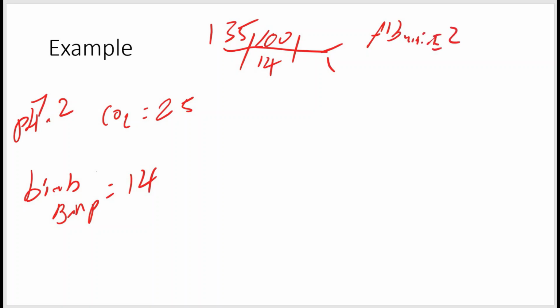Here, first we want to determine the primary acid-base disorder. Remember what I taught you. The pH is 7.2, so it's less than 7.4. The CO2 is 25, so it's less than 40. This means it's metabolic. And since the pH is acidotic, here we have metabolic acidosis.